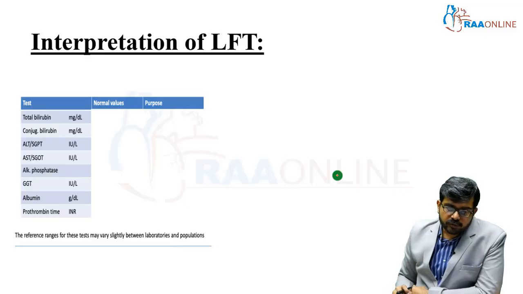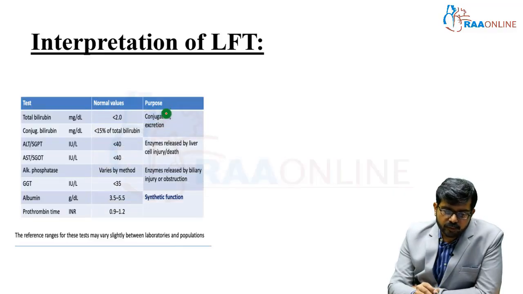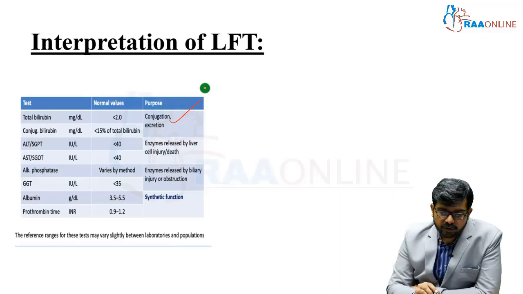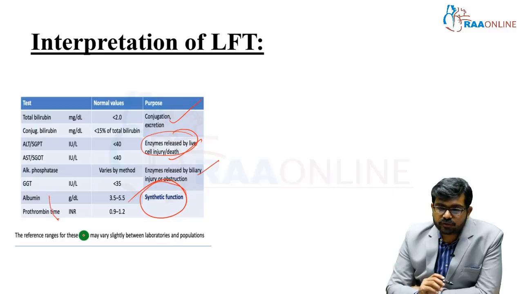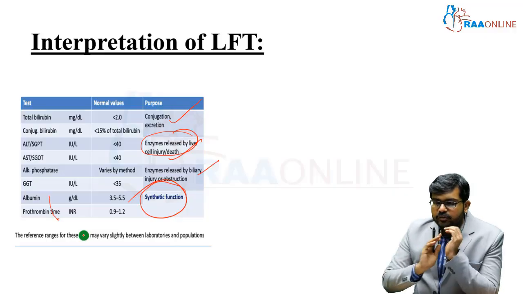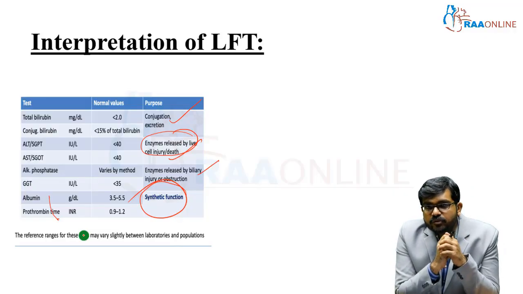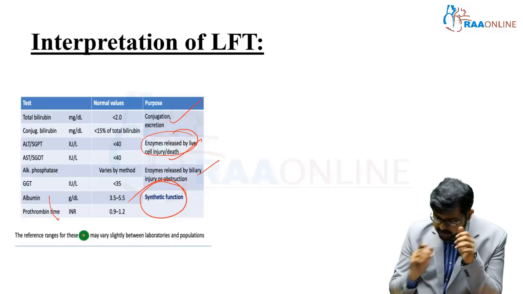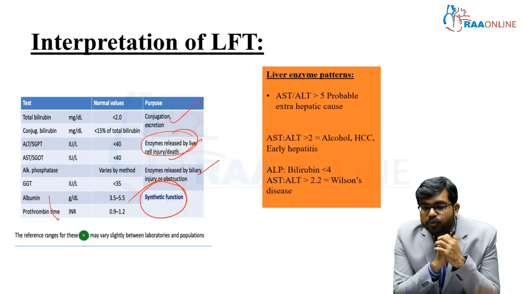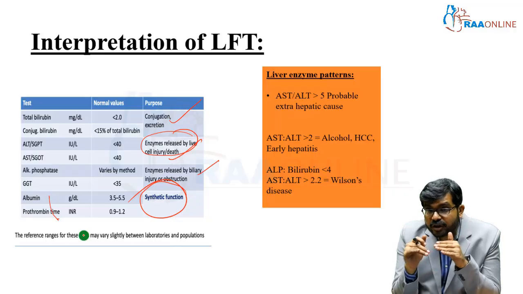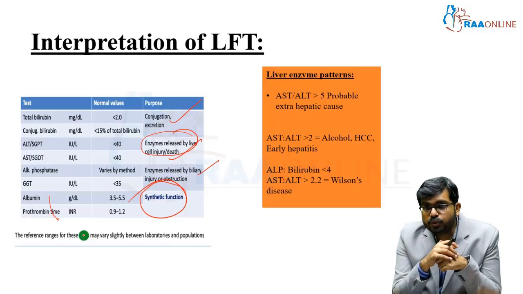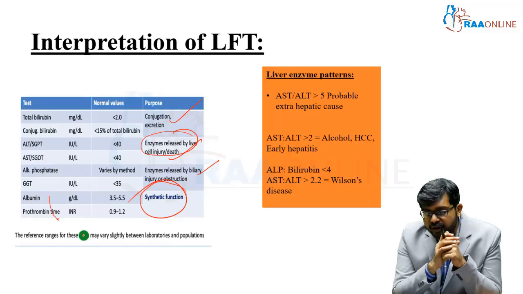So how to interpret this? Total bilirubin is based on conjugation and excretion, and enzymes are released by the liver caused by cell injury or death. This is caused by the biliary obstruction, and the albumin and PT/INR indicate your synthetic functions of the liver. Is there any specific pattern of your liver enzymes where you can diagnose certain conditions? Yes, but you can't diagnose a condition based only on this; it can give you a clue regarding whether probably I am dealing with this.